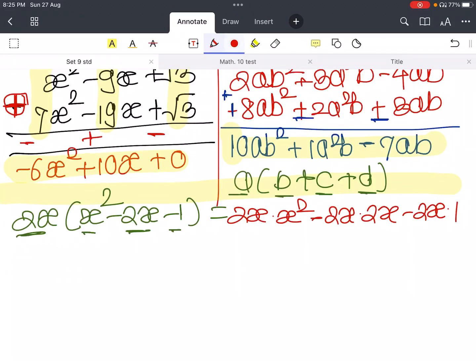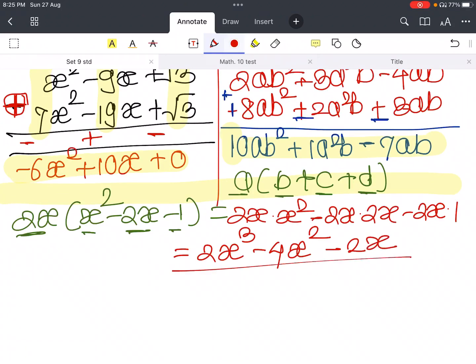Clear? Now simplify this. 2x into x square: 2 ones are 2, x square into x gives x cube. Minus 2 twos are 4, x into x gives x square. Minus 2 ones are 2, x as it is. So this is your answer.